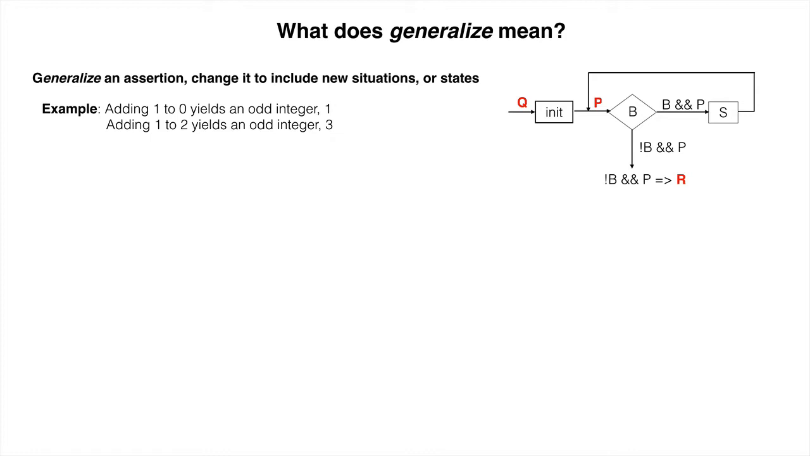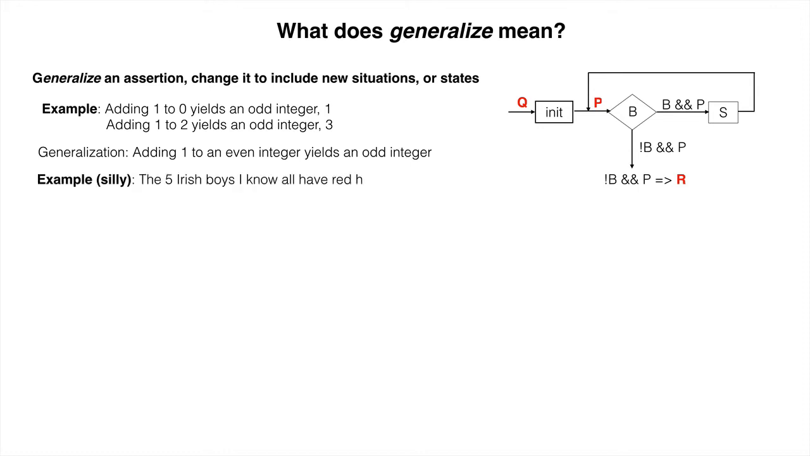Adding 1 to 2 yields an odd integer, 3. The kid sees a pattern and guesses that adding 1 to an even integer yields an odd integer. The kid generalized the statements adding 1 to 0 and adding 1 to 2 to adding 1 to an even integer. Here's a silly generalization.